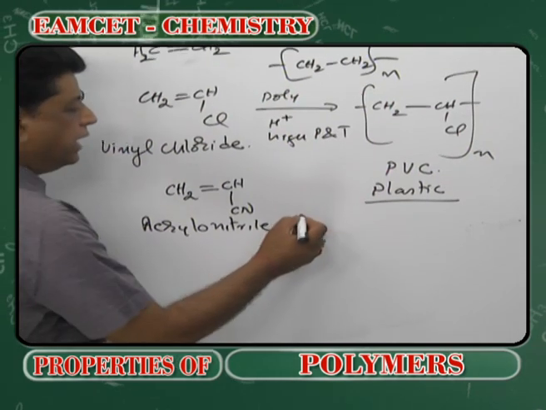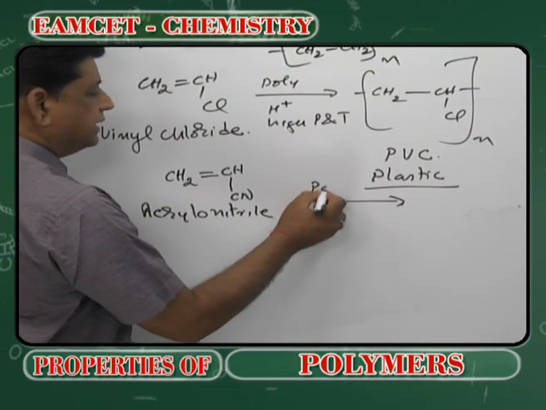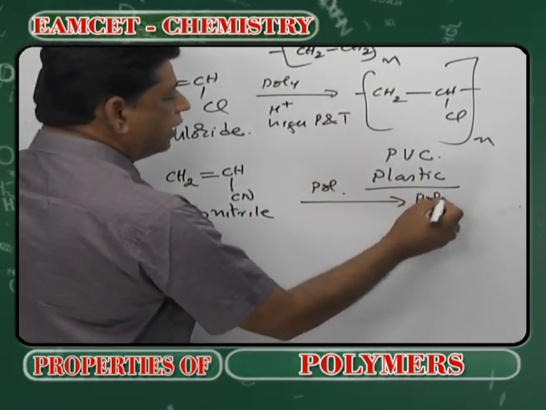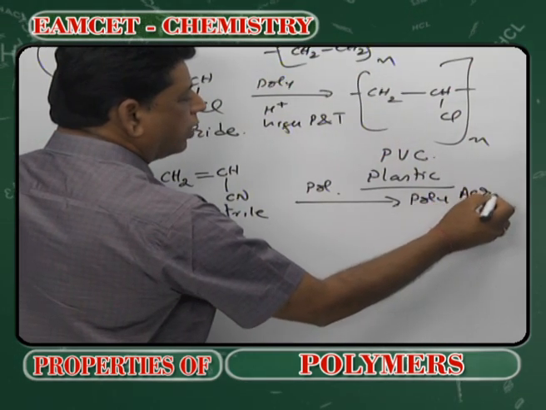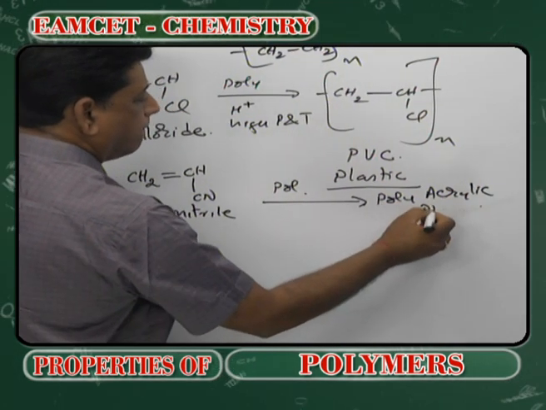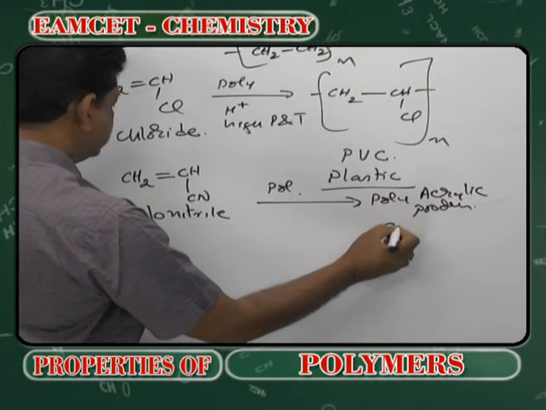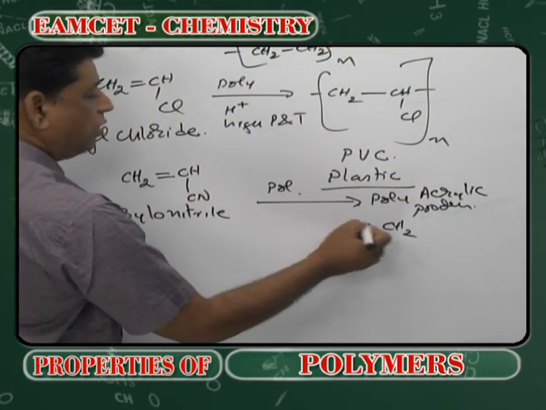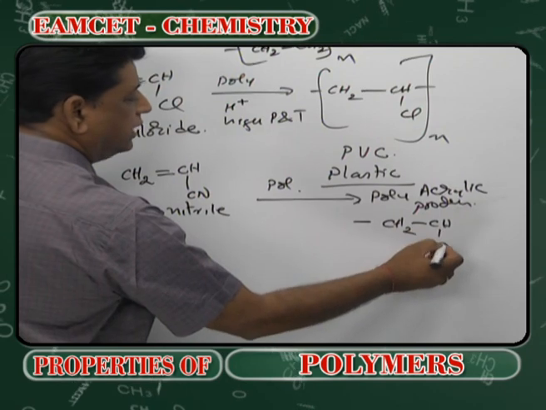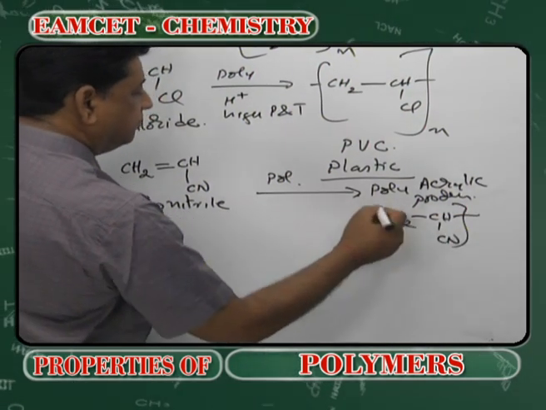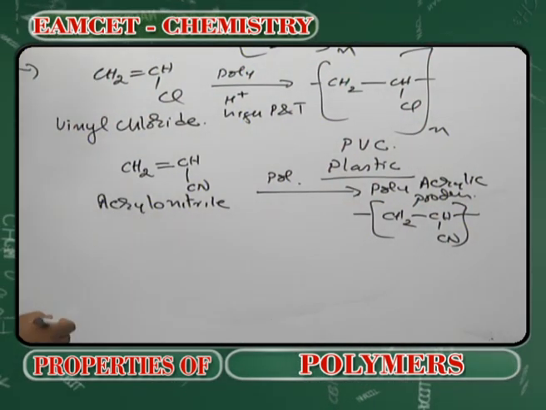When this acrylonitrile is treated, on polymerization, you will get a polyacrylic product. And the structure will be similar to the vinyl chloride, a CH2CH, only thing is a cyanide will be there. This is called polyacrylic product.